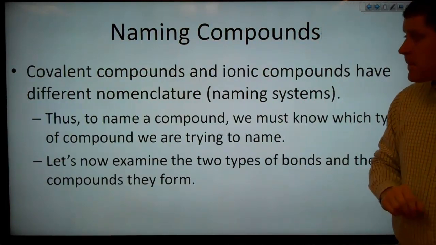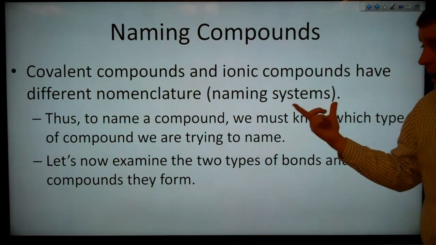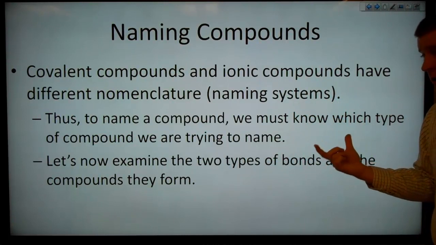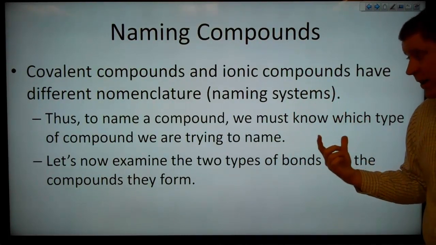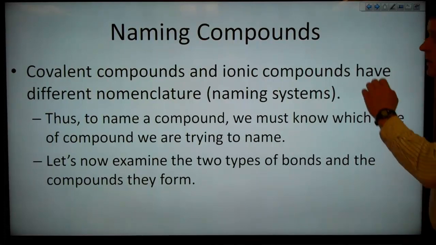Covalent compounds and ionic compounds have different nomenclature, different naming systems, and this means that in order to name a compound, we must know which of the 2 types of compounds we're trying to name. So now let's examine the 2 types of bonds and the compounds that they form.